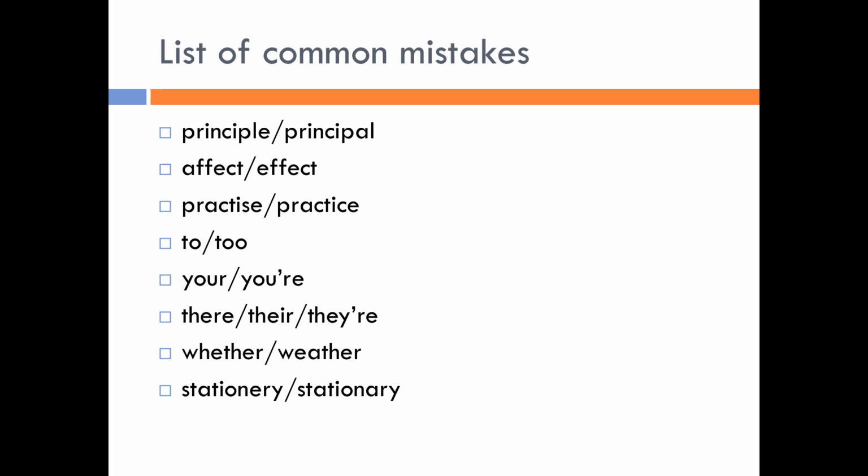And the last one, stationery and stationary, E or A. So with an E is to do with pens and paper and office supplies, and the next one with the A is not moving. He is stationary. Okay, good.